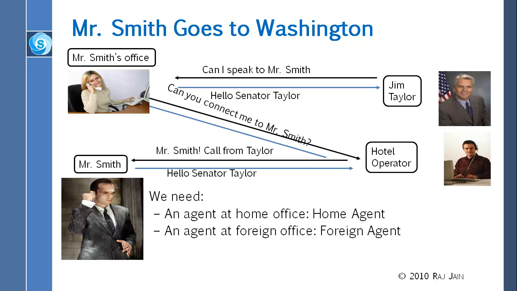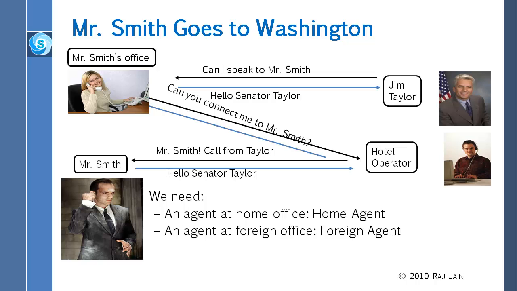Now actually, more than talking to a hotel operator, maybe she will dial a cell phone number and the same thing will happen. They would not know that a cell phone number has been dialed and you are connected. But what you need is two agents. You need a home agent which answers the regular number, and you need a foreign agent, which basically connects you in the foreign location. That's what mobile IP does.